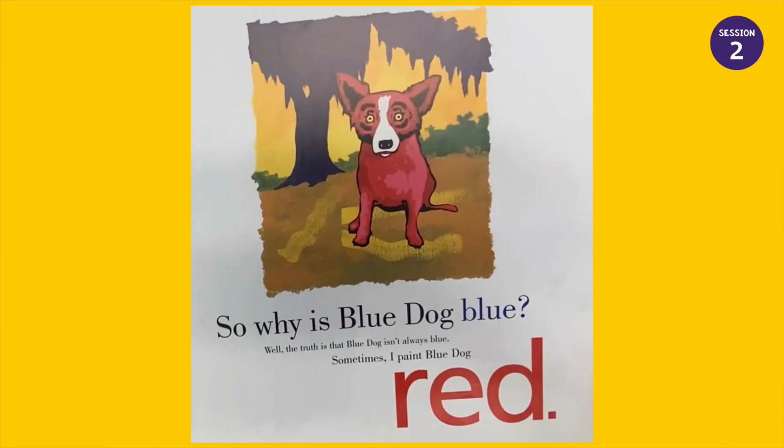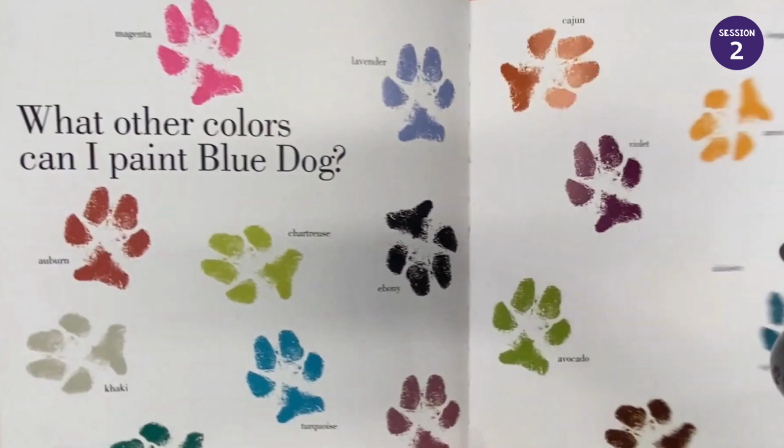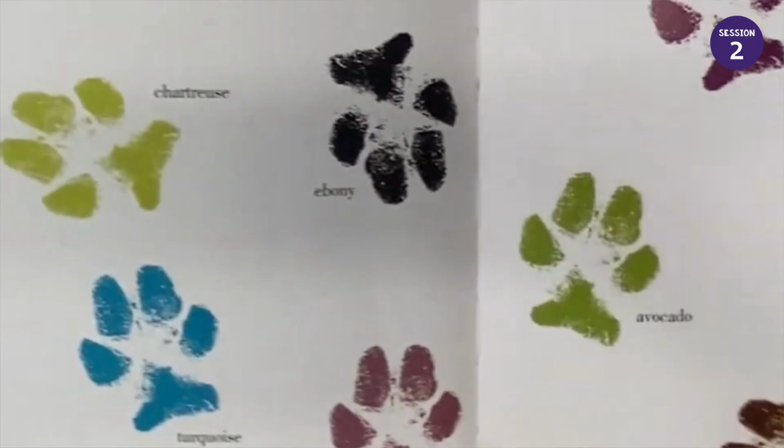So, Blue Dog isn't always blue. Sometimes he's red, sometimes he's yellow. And so you're just having fun with it and reviewing different colors, chartreuse and burgundy and sort of those lesser known colors. What else is there? There's lavender, and a lot of them they've heard of before, avocado, alabaster, but there are some unique names in there that's just exposure to lots of colors in the artist's world.